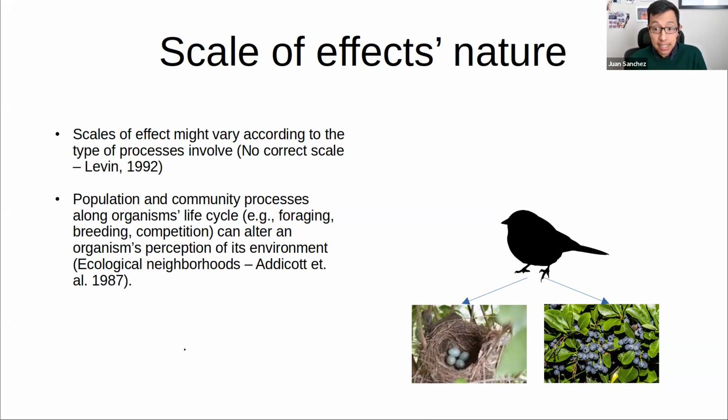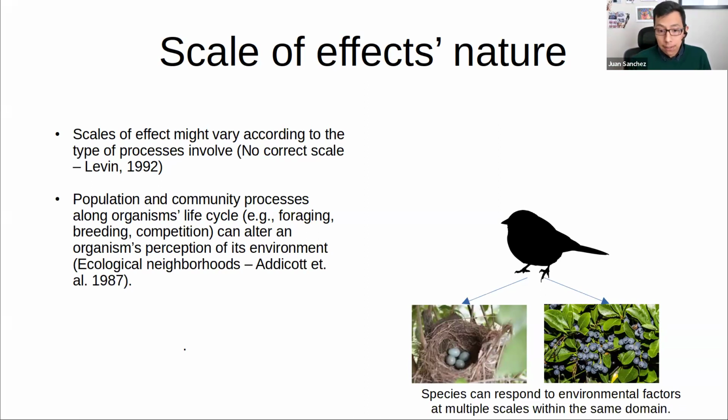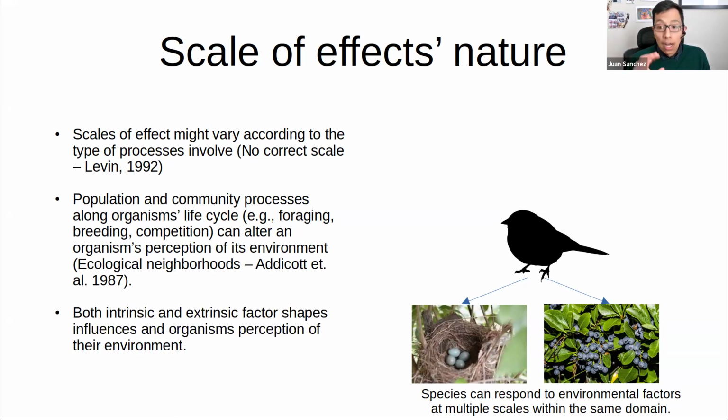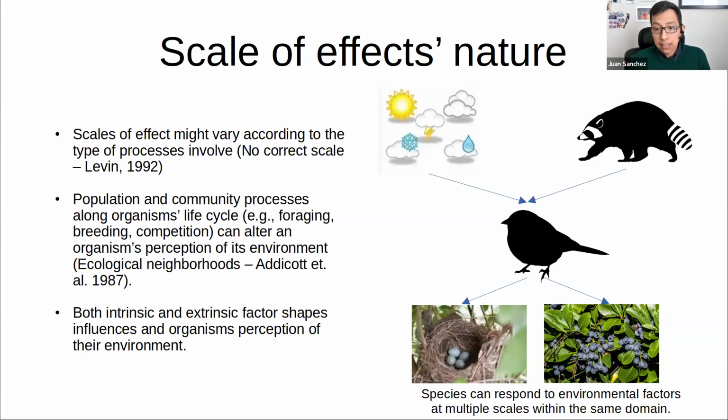this has important implications for the definition of the scale of effect, because at the end, a species can respond to environmental factors at multiple scales within the same ecological process that we might be looking at. And also, not only is the perception of a species altered by factors that are intrinsic to the species, but as well there could be extrinsic factors that could affect how the species perceives the environment and in the end be scaled to where they do it. So for instance, we can think about how a predator could affect a species' movement. In the end this will also have implications on the scale and the total area that the species could access to environmental resources. Or we can think also of the weather, which is also a phenomenon that is extrinsic to the species, but can also affect how it interacts with its proximate environment.